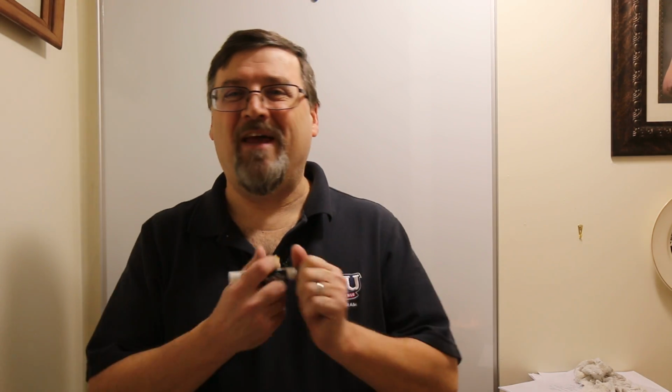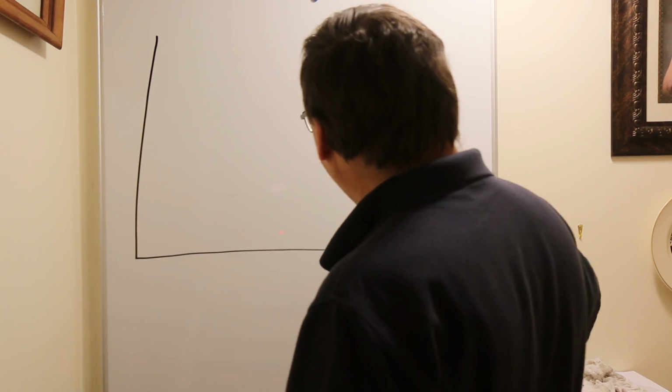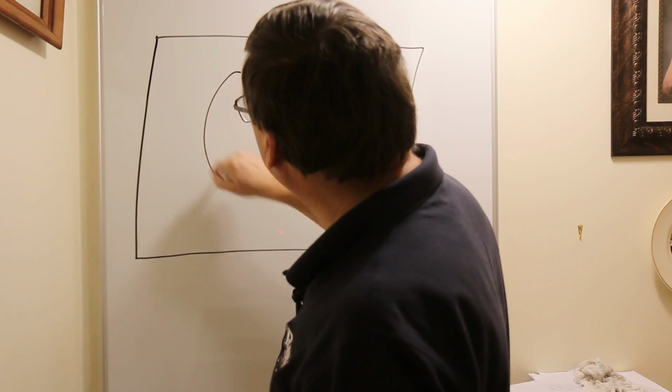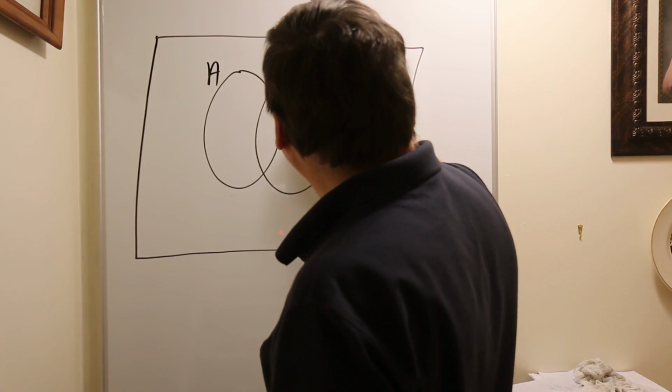I want to talk a little bit about Venn diagrams. Doing Venn diagrams, again, you should have been exposed to these already. We make a rectangular box, which is the universe, which contains everything. Then we start putting circles on there, and we label them. We'll call that A, and we'll call that B.